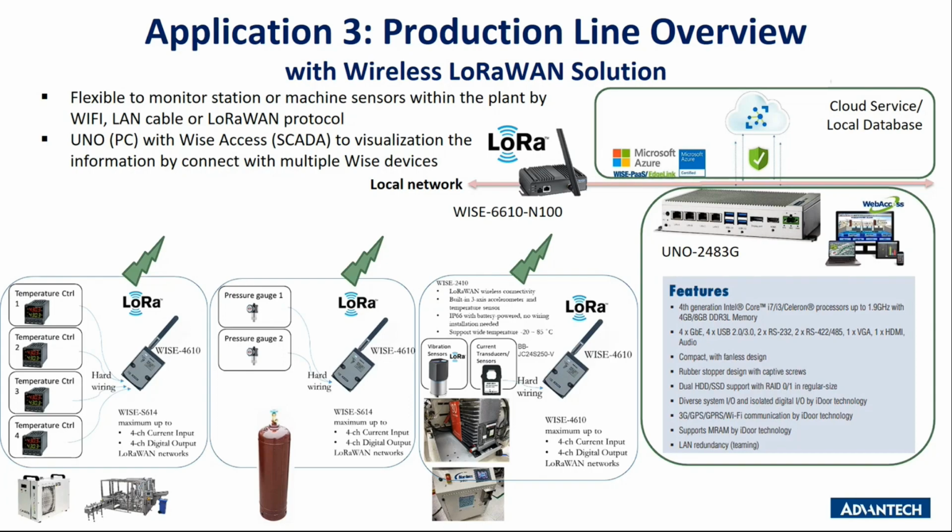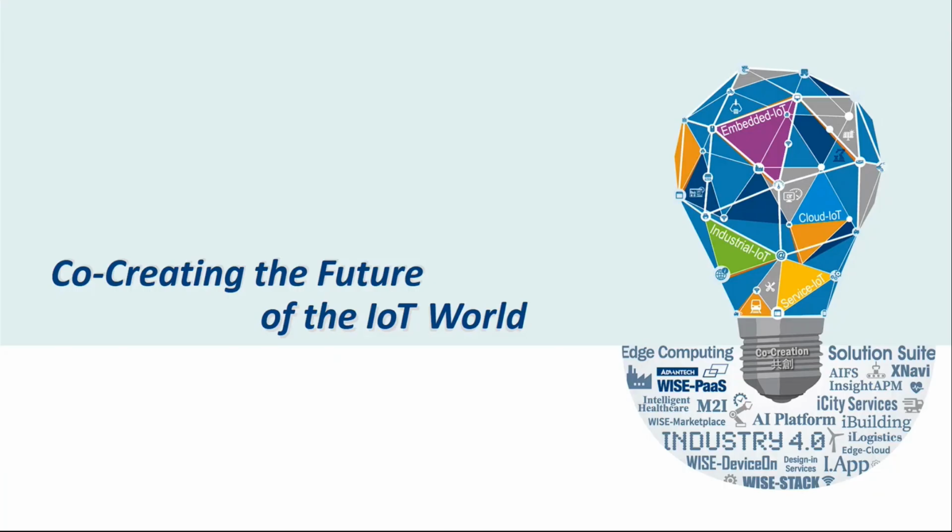Yeah, and basically from here we know that regardless of which kind of inquiry, whether it's by Wi-Fi, by LAN, or by LoRa solution, our UNO 2483 with this SCADA system can receive all these different device information, and the client can customize their own graphics and machine status. Yeah, and it can be monitored from here. This is my last page to be shared on the application.